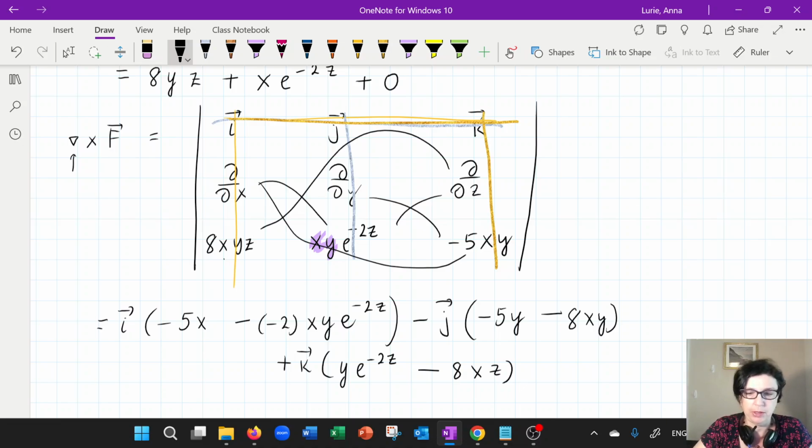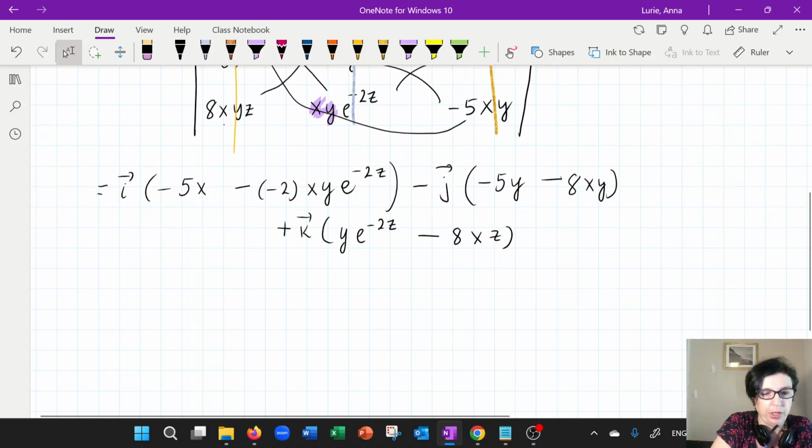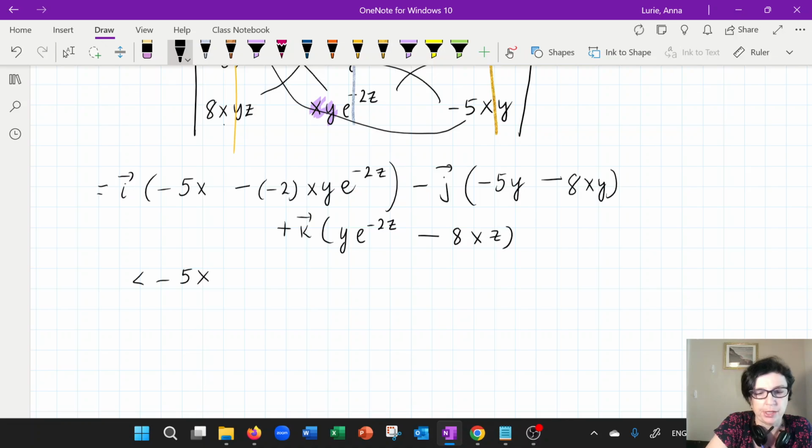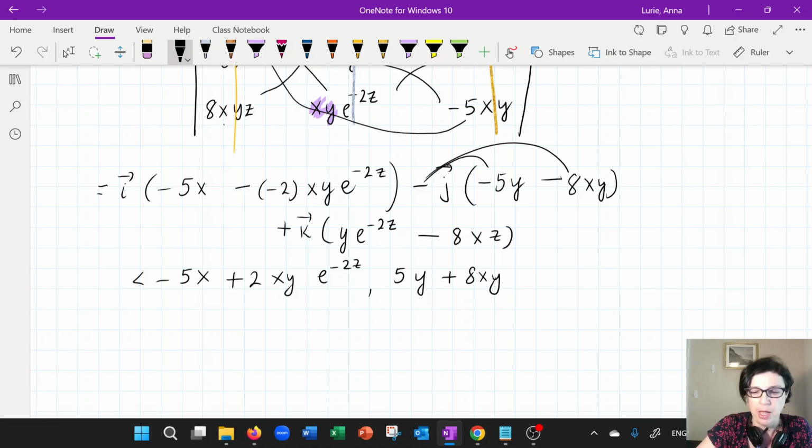You can distribute the minus and make it look a little better. So the i component would become negative 5x plus 2xy e to the negative 2z. The j component, because of all the negatives that you distribute, will just become 5y plus 8xy, because this negative gets distributed to all terms. And then the k component is the way that I got it. And that's it. That's the curl.